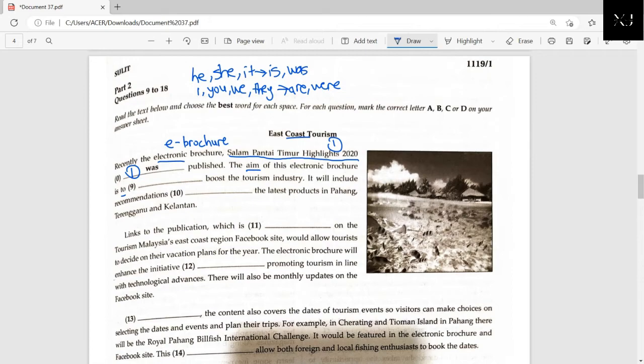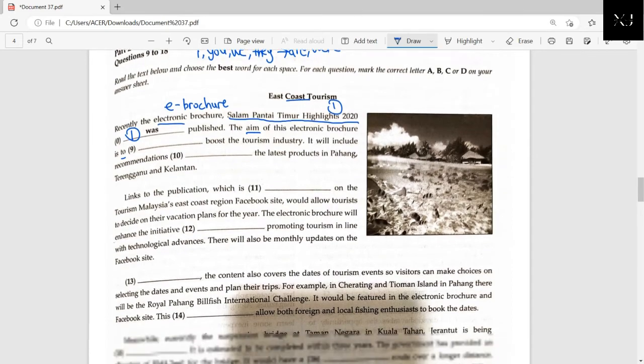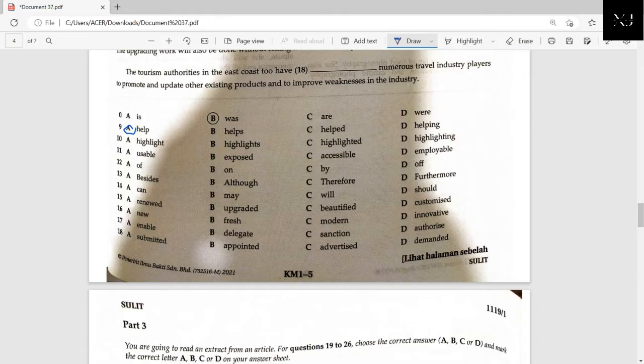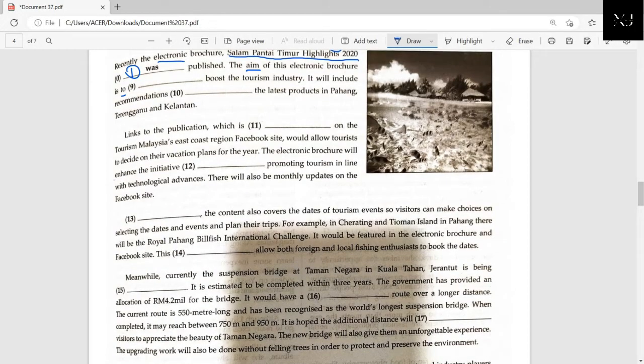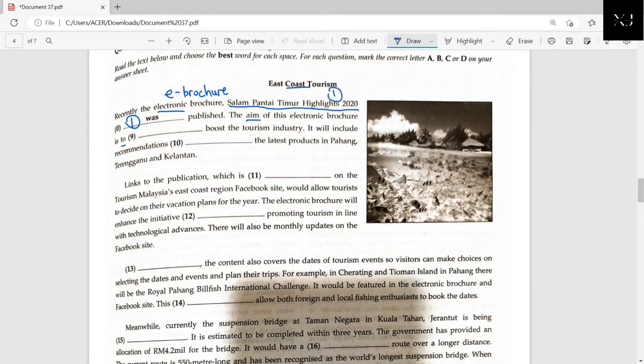Question 10, it will include recommendations, the latest products. Products are items, by the way. Let's see number 10. Highlighting is your answer. Let me write down the answers here so that it will be easier for me to explain. Hold on.